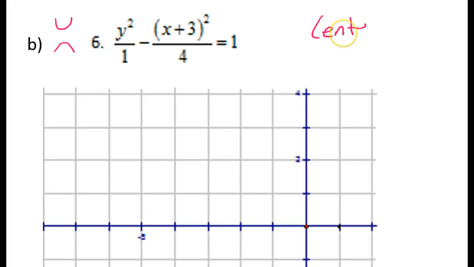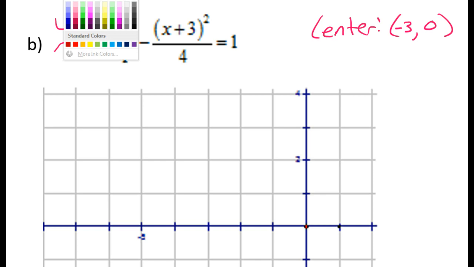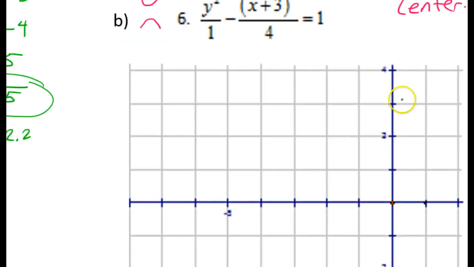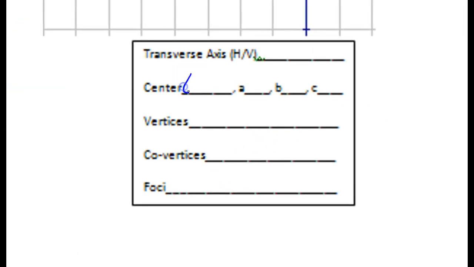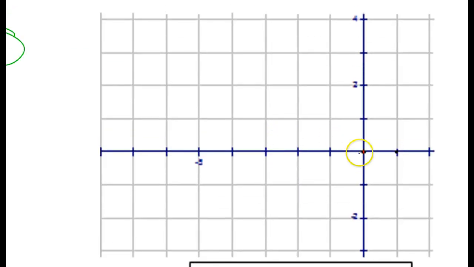Okay, let's just write this down, the center. But we have to be careful. The x-coordinate of the center is going to come from the x part of the equation. I will do the opposite, so it'll be -3. The y-coordinate of the center will come from the y part of the equation. Since nothing is being added or subtracted, I know that the y value is 0. So the coordinates of the center are -3, 0. Let's go ahead and write that down and graph it. So -3, 0 would be right here.